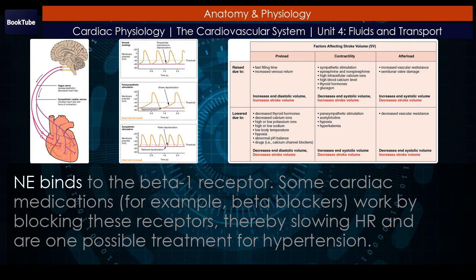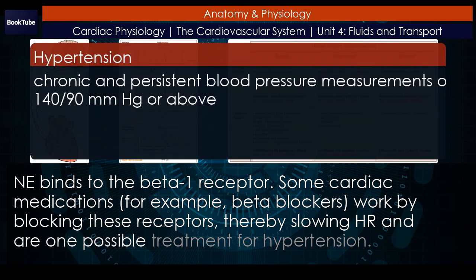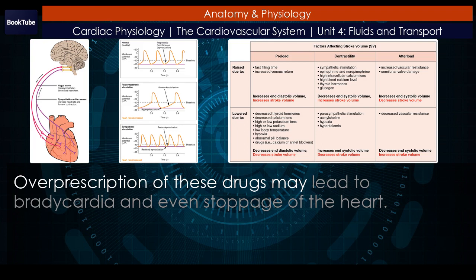NE binds to the beta-1 receptor. Some cardiac medications, for example, beta blockers, work by blocking these receptors, thereby slowing HR, and are one possible treatment for hypertension. Overprescription of these drugs may lead to bradycardia and even stoppage of the heart.